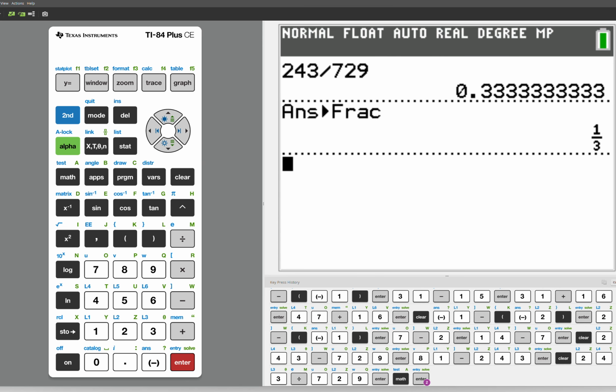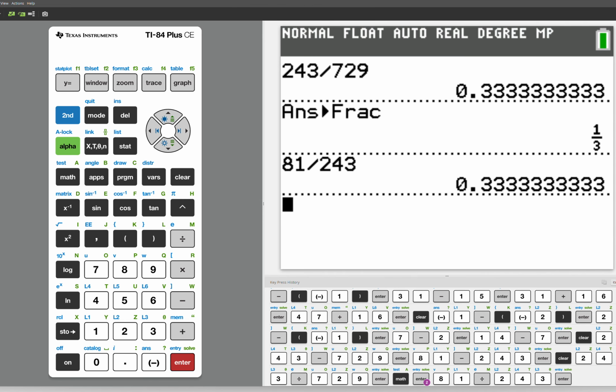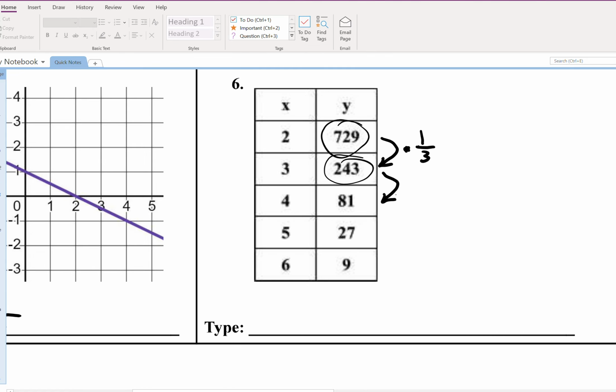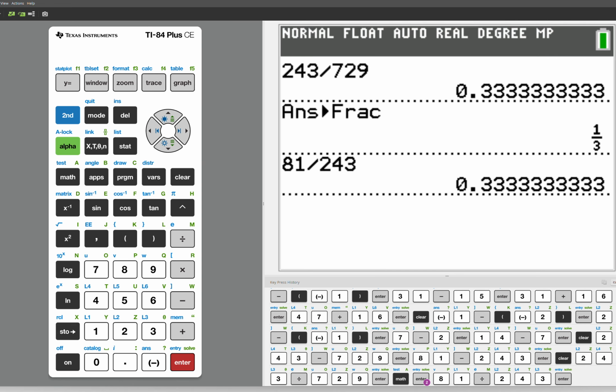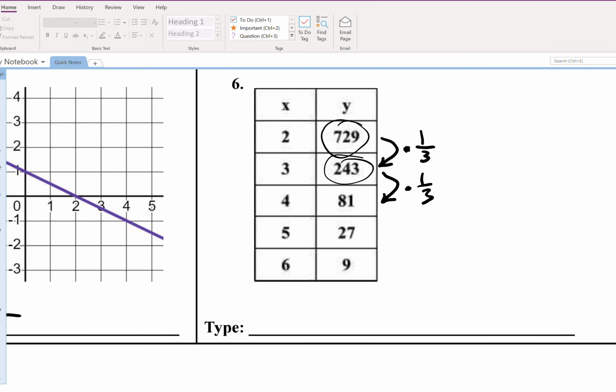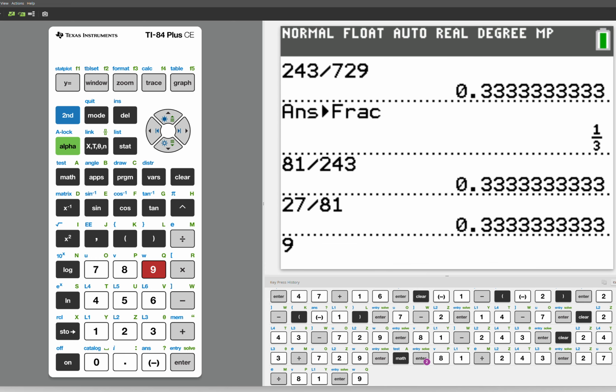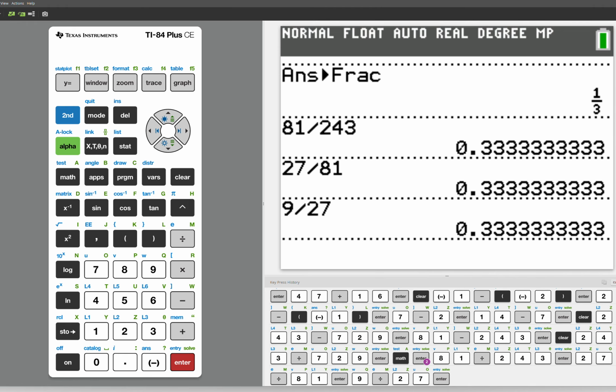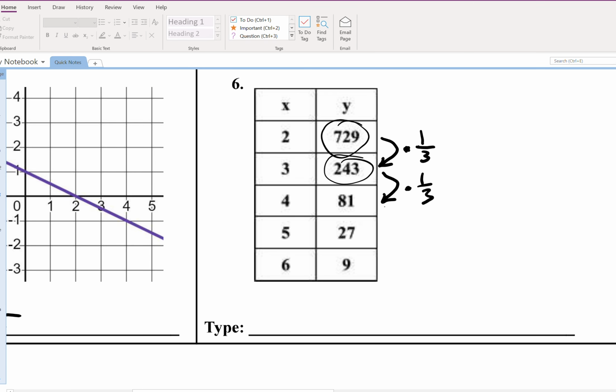Let's do it with 81. If I take 81 and divide by 243, it gives me that same decimal, which we know is going to simplify to 1/3. So this would also be 243 times 1/3. And 27 divided by 81. Same again. 9 divided by 27. Yeah, same thing. So this is a constant multiplier. And in this case, the multiplier is 1/3.